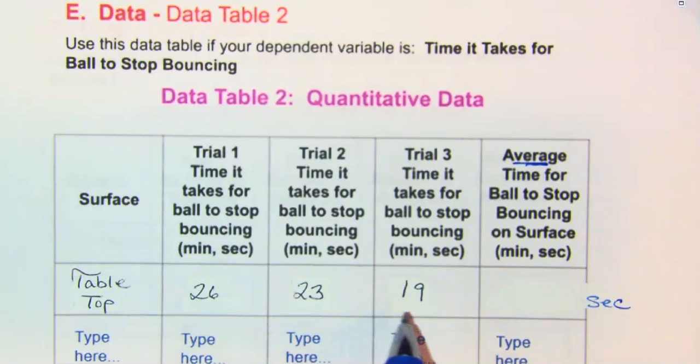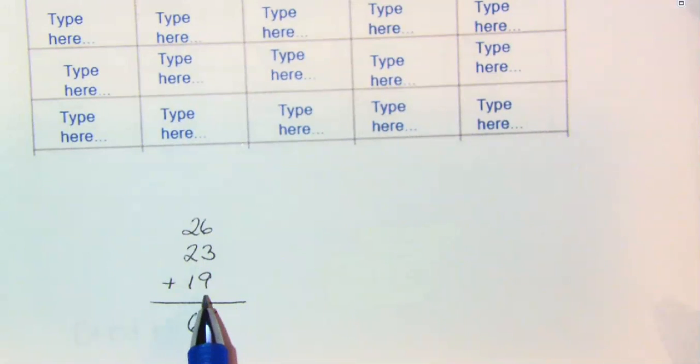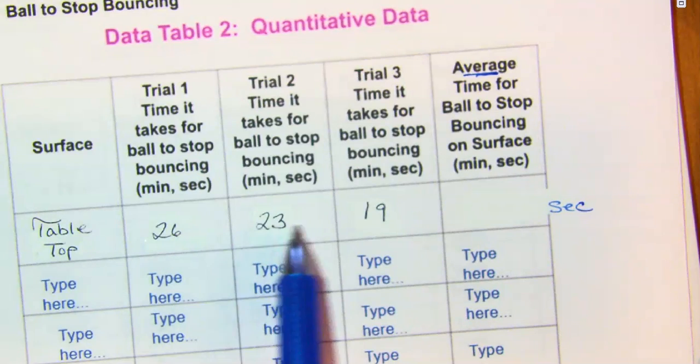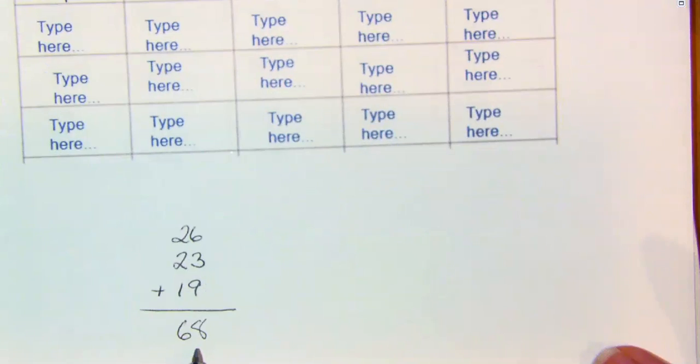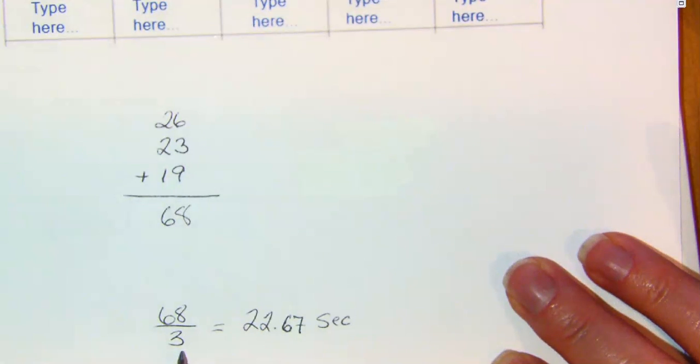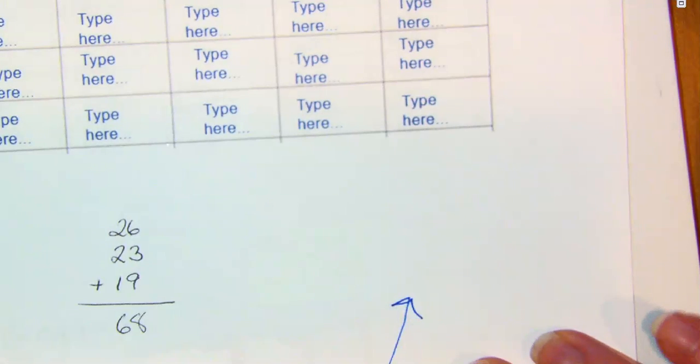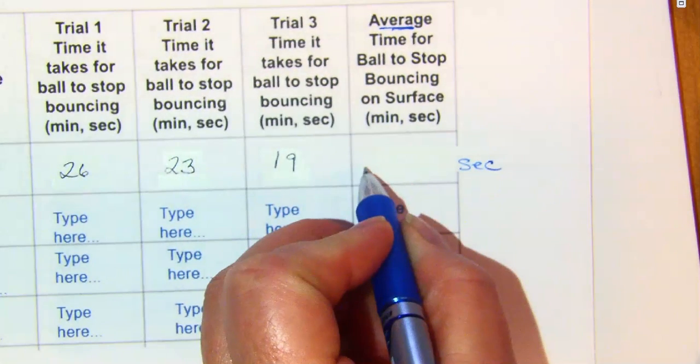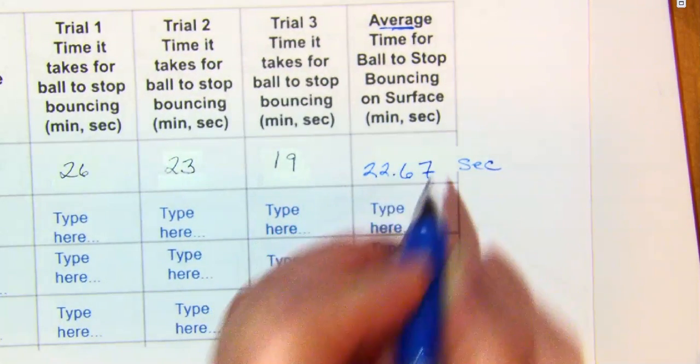You add up all of the trials, and you take that sum or total and divide by how many trials you conducted. So it would be 26 plus 23 plus 19. The results of your 3 individual trials added together, which is 68, and then you would divide that by the number of trials you conducted. 68 divided by 3 is 22.67. Remember that we always round to the nearest 1/100th place value in science. So we would then take that value and enter it in the last column of our data table.